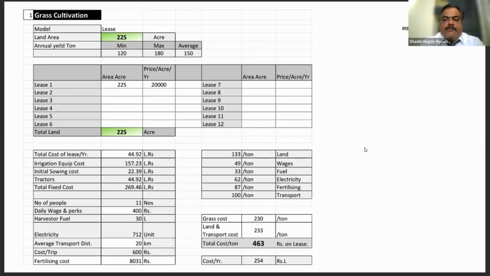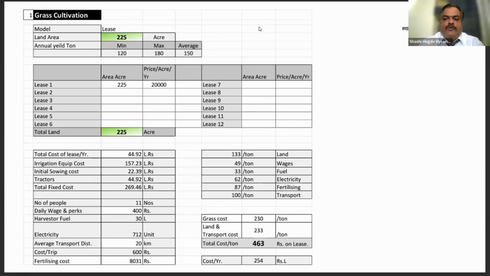Then this land probably may not have any kind of irrigation. So we will have to do the borewell or the channel or whatever irrigation, piping, everything. So irrigation equipment cost comes to around 70,000 rupees per acre. That is the reality. And there is the initial sowing cost. We have seen that for at least 7 to 8 years, this does not need any replantation.